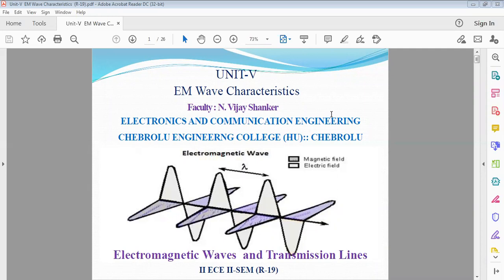Today, we are going to discuss the uniform plane wave in perfect dielectric, practical dielectric, and good conductor, lossy dielectric. In yesterday's class, we completed the uniform plane wave in lossless dielectric. Now you can see the uniform plane wave in lossy dielectric.